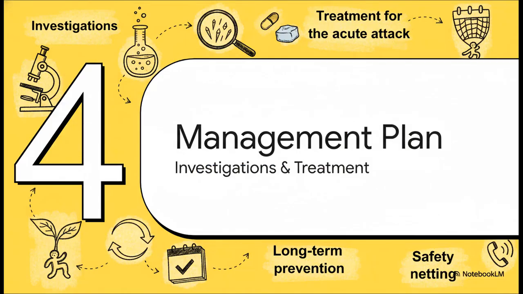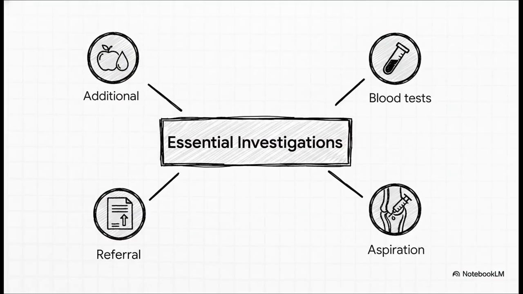Now for the final part of the station, management. This needs to be comprehensive. You have to cover investigations, treatment for the acute attack, long-term prevention, and of course, safety netting. First up, investigations. You'll arrange blood tests, including uric acid levels, renal function tests or RFTs, and urea and electrolytes, your UNEs. It's so important to check kidney function because it directly affects how uric acid gets cleared. You also want to check fasting glucose and lipids, since gout is often linked to metabolic syndrome.